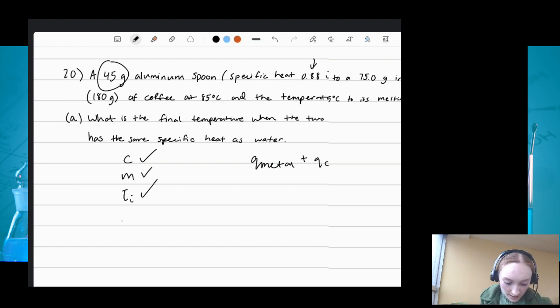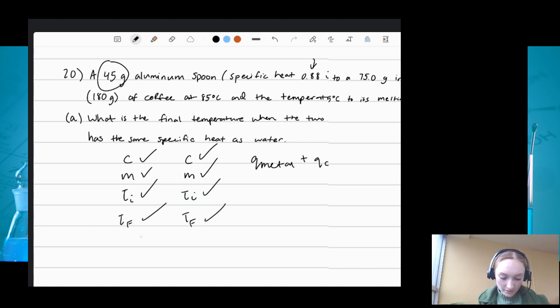We don't know the T final. And for the coffee, C is 4.184. That's a common value you'll need to know, the C value of water. You'll probably be given that in a problem, but it's good to know that is the specific heat of water. So we have it for the coffee water, same in this problem. We're also given the mass, the 180 milliliters or 180 grams, and the initial temperature, which is 85, but we don't know the final. That is what we need to find in both of these.